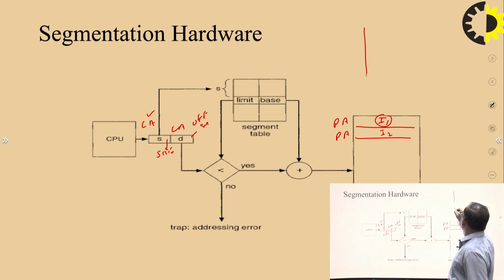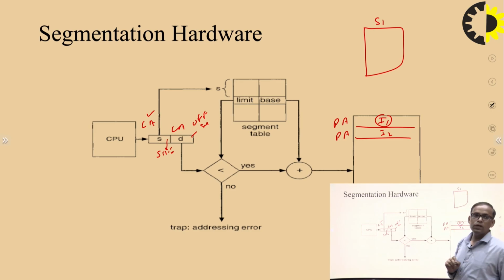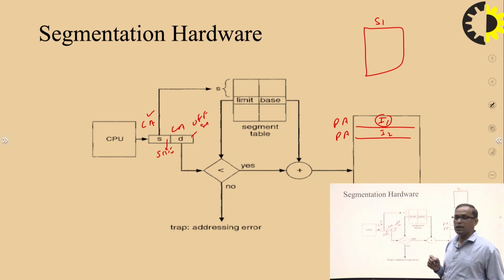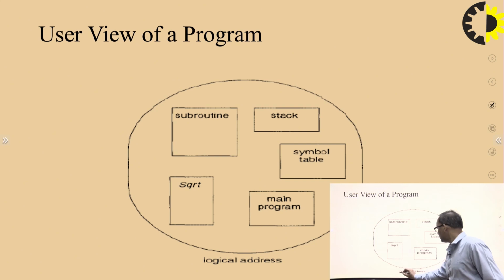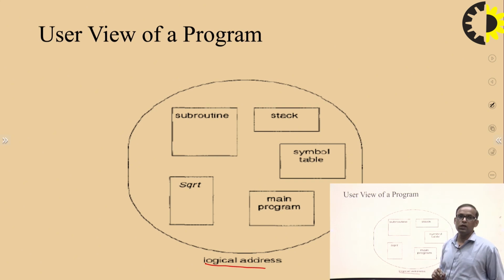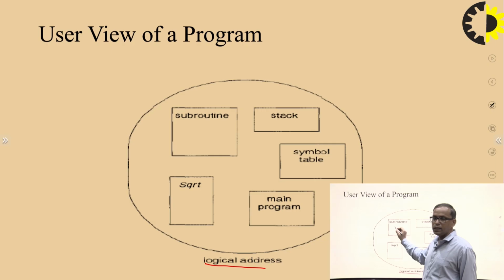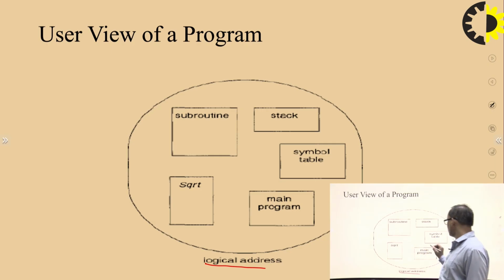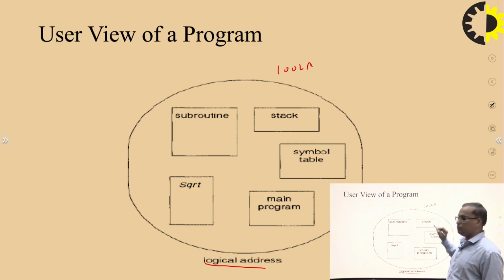For example, suppose this is our segment 1. A logical address will belong to a segment. Actually, logical memory, or a user program, can be visualized as a set of logical address space. So if there are 5 segments, then some logical addresses will belong to this, some belong to this, some belong to this. Suppose there are 100 logical addresses for a particular program.